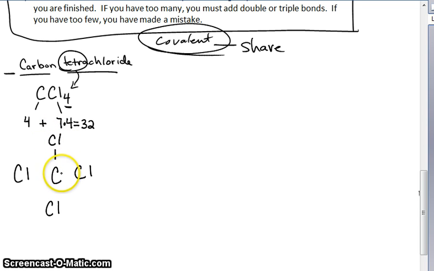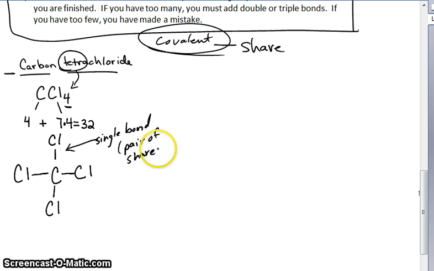This line, this line, this line, and this line each indicate a single bond, which is a pair of shared electrons. One pair of electrons. So every time I draw a line, that's 2 electrons. Each bond is 2 electrons, a pair. So how many electrons are on my drawing so far? This line represents 2, this represents 2, this represents 2, and this represents 2.